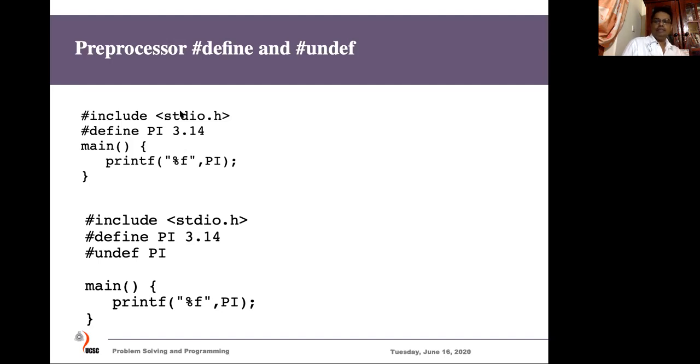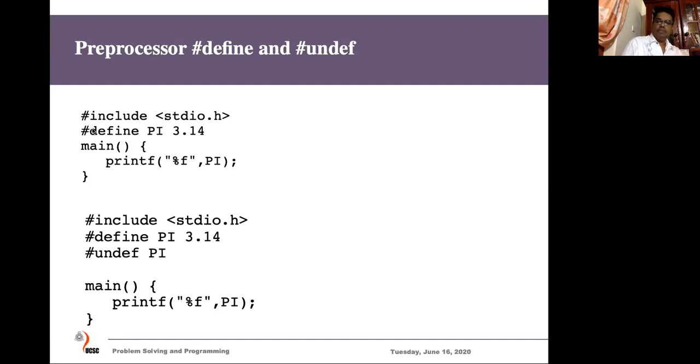So what happens at the preprocessing stage? The stdio.h file will be put at the top of the source code, and then it goes to the compilation stage. Similarly, in this sample program we have a defined value for pi, 3.14, and then we say print this value. At the preprocessing stage, pi is substituted by 3.14.